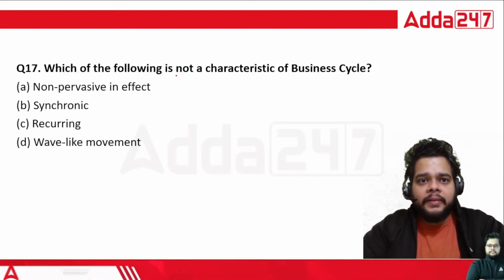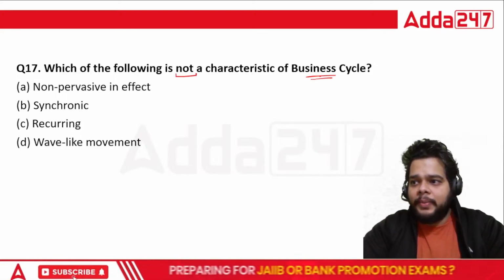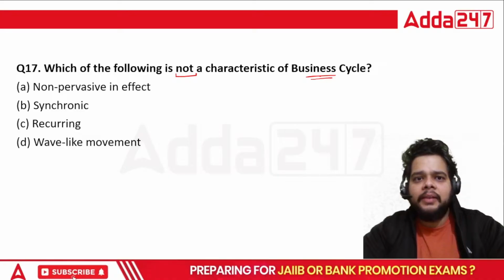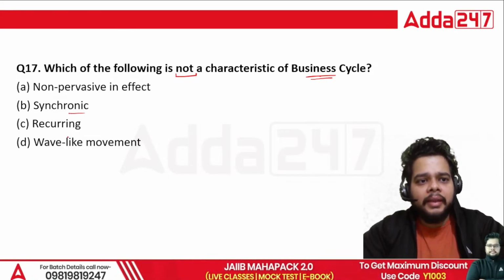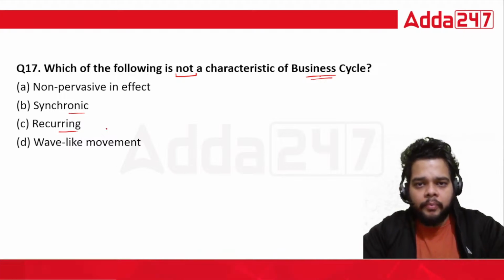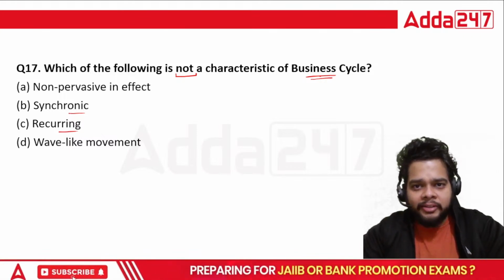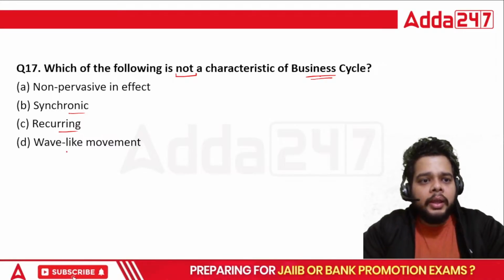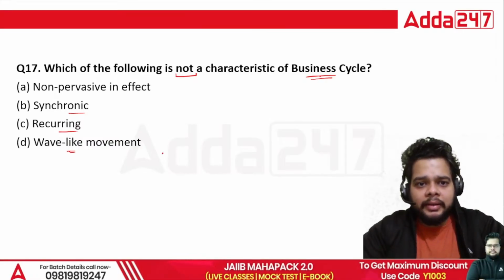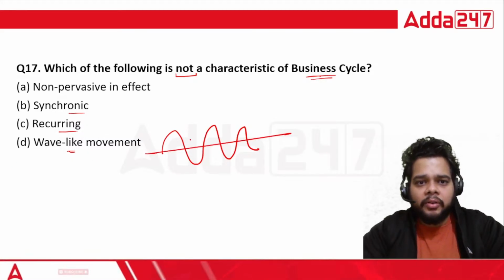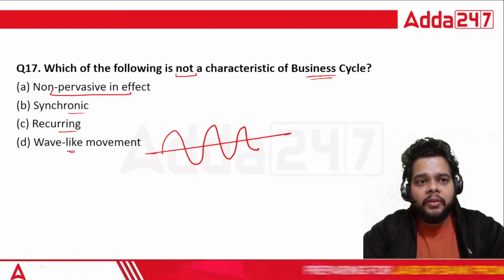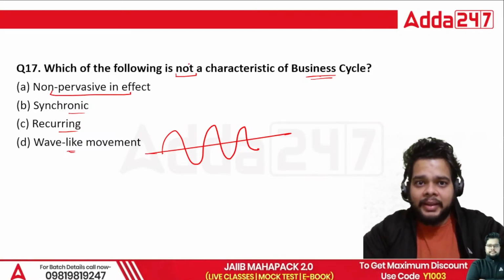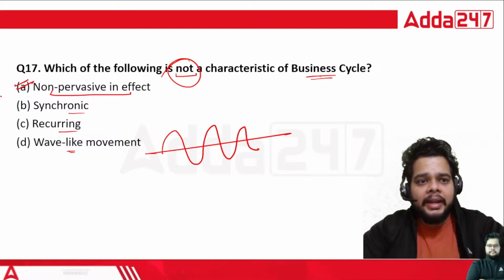Next, which of the following is not a characteristic of business cycle? In business cycle, we have different characteristics: it is synchronic. Yes, it is recurring. It moves up, then moves down, and has a similar pattern throughout. It is wave-like also. Yes, it goes like a wave. And when we talk about the synchronic behavior, up, down, that we have seen, non-pervasive in effect or not? No, it is pervasive in effect, and that is why this will be the right answer.